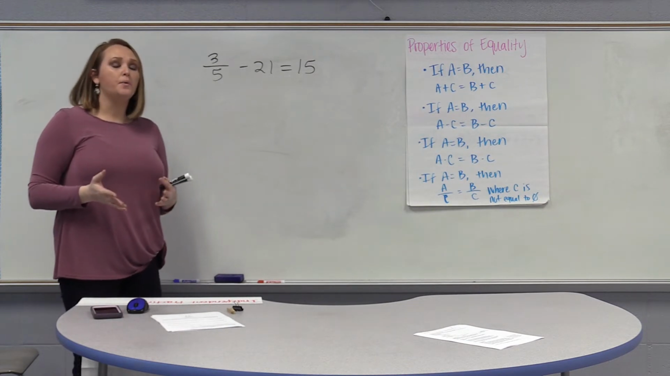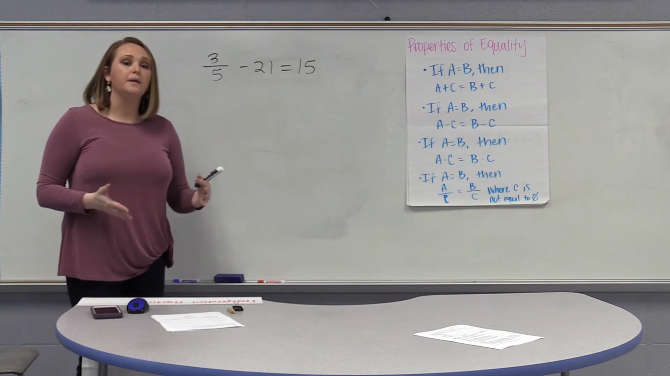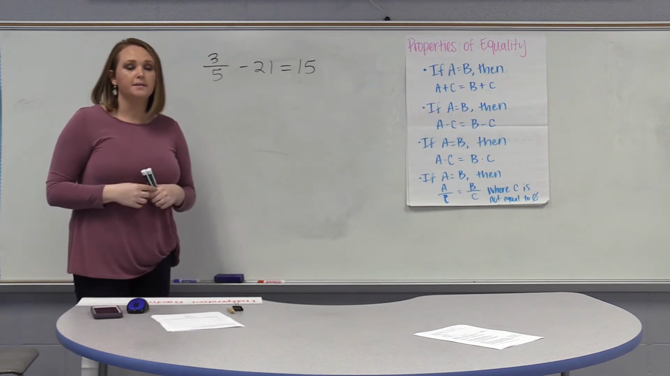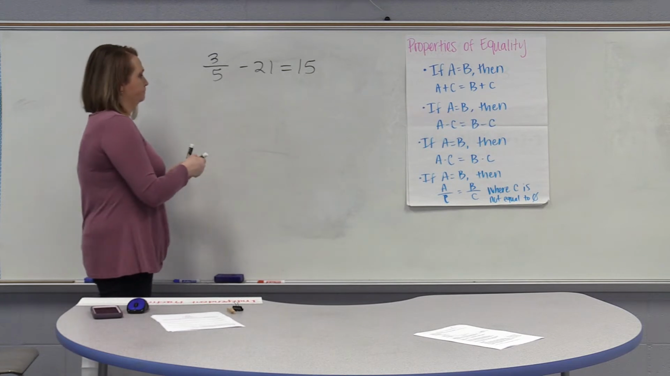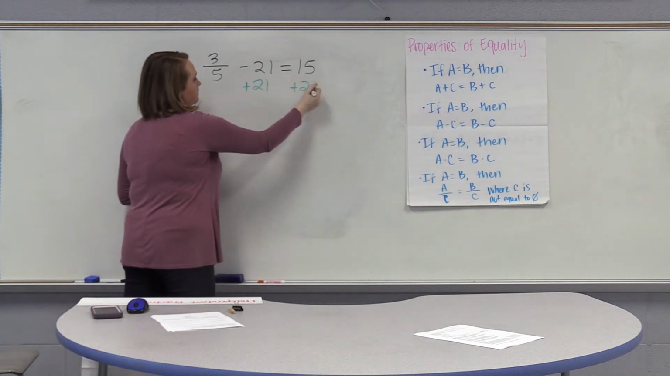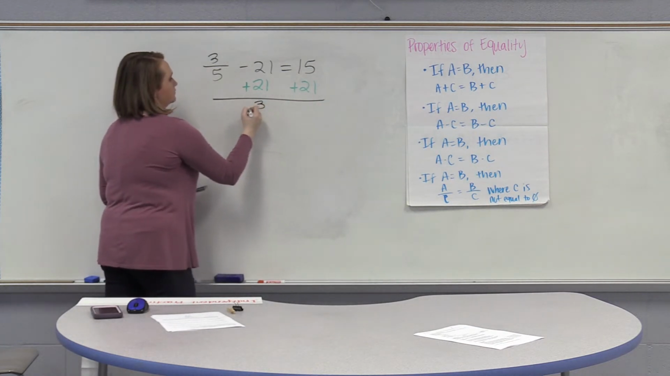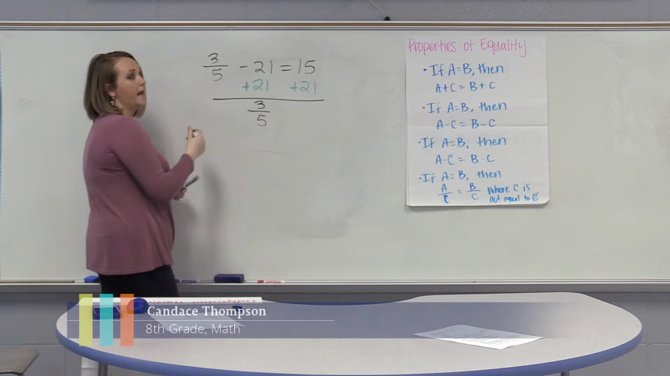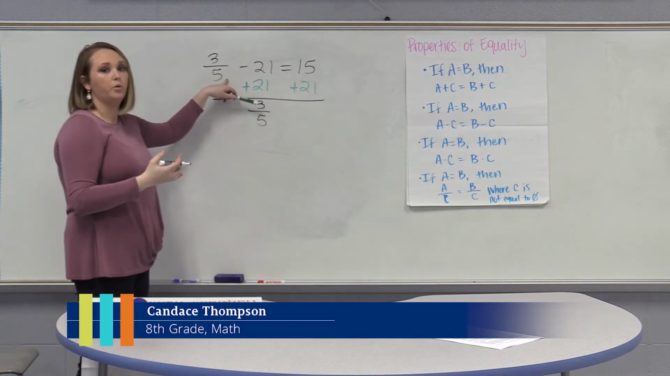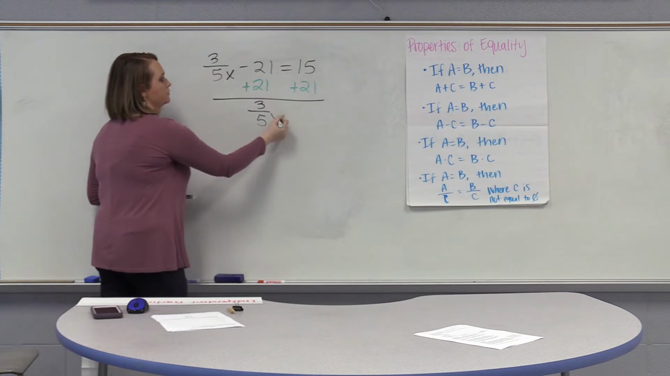We could use the property if a is equal to b, then a plus c is equal to b plus c, where c is the number 21. And I made the mistake of not putting the variable x in the original equation, so I'm going to put that in now.